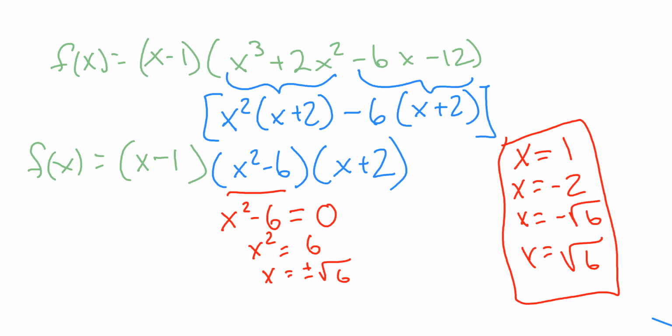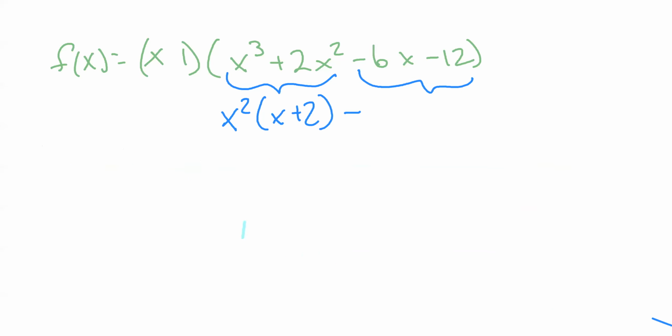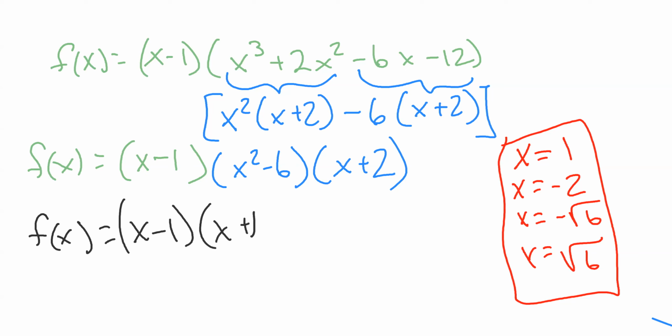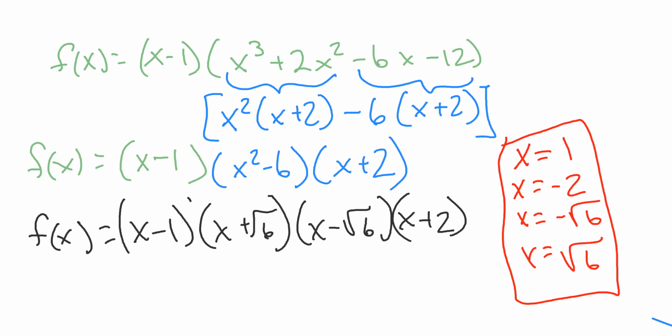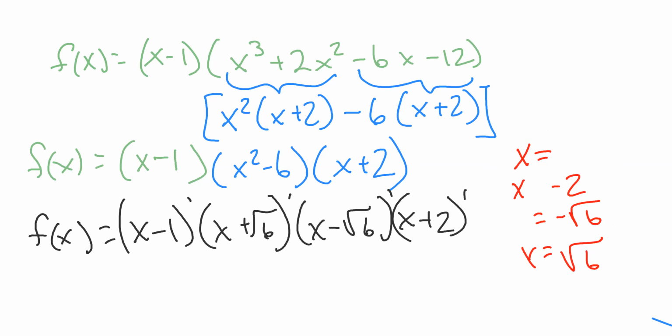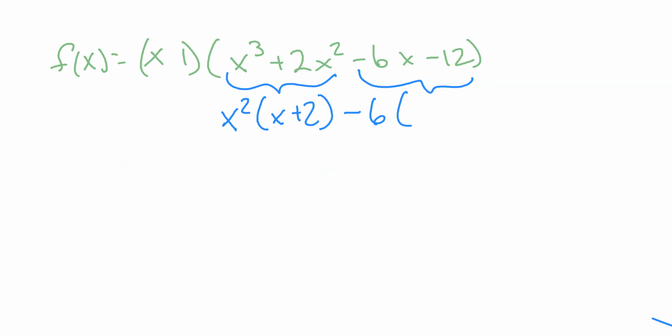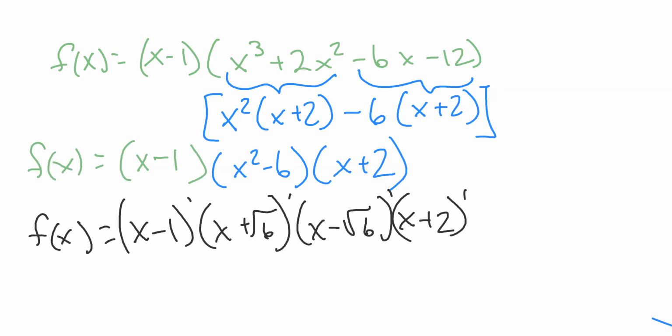Let's rewrite this in a completely factored form. So now we've got our function f of x is x minus 1 times x plus the square root of 6 times x minus the square root of 6 times x plus 2. These are all multiplicities of 1. And since the multiplicity is odd, that means that for each of these, we actually go through the x-axis. They don't just turn at the x-axis.